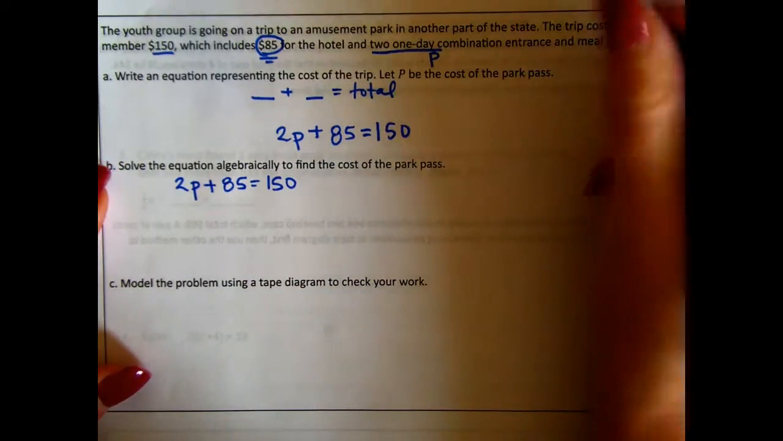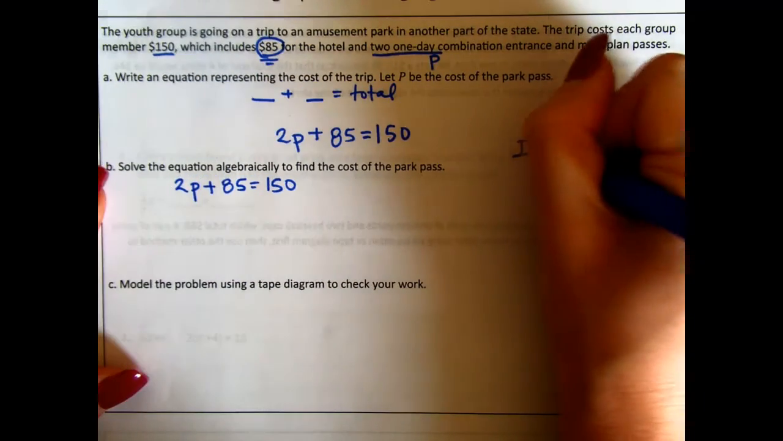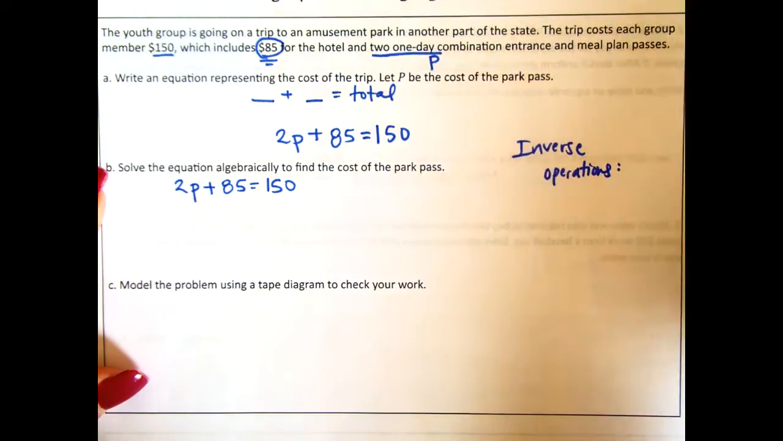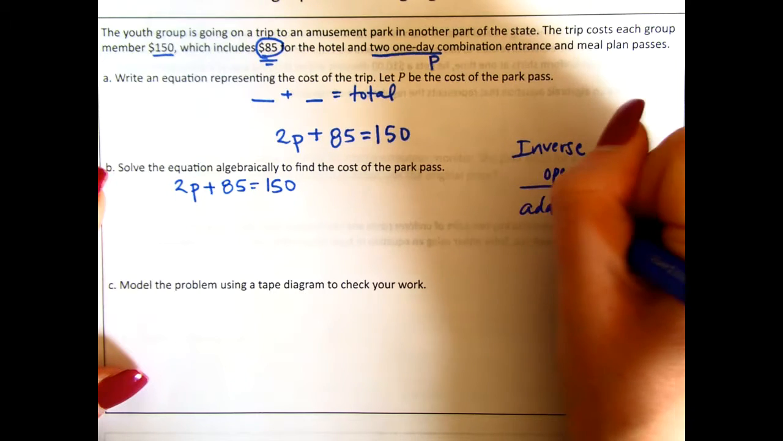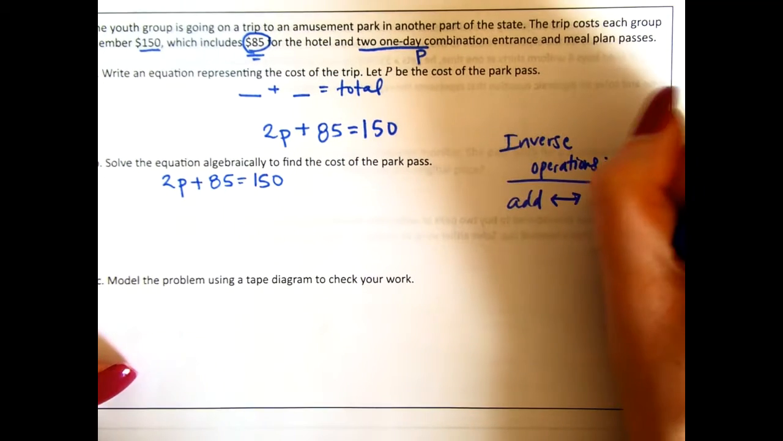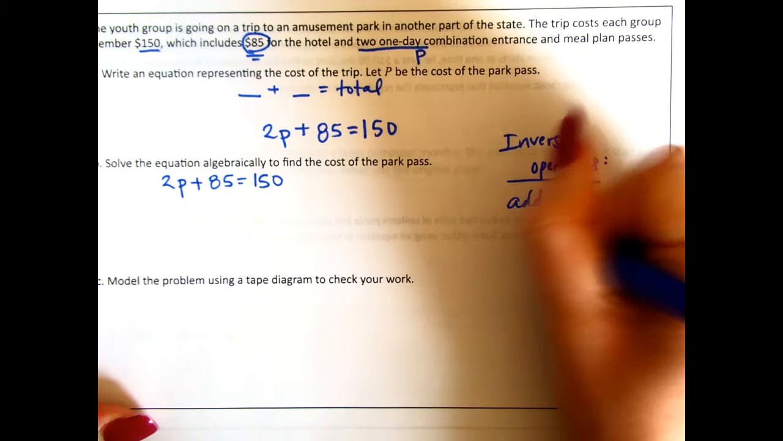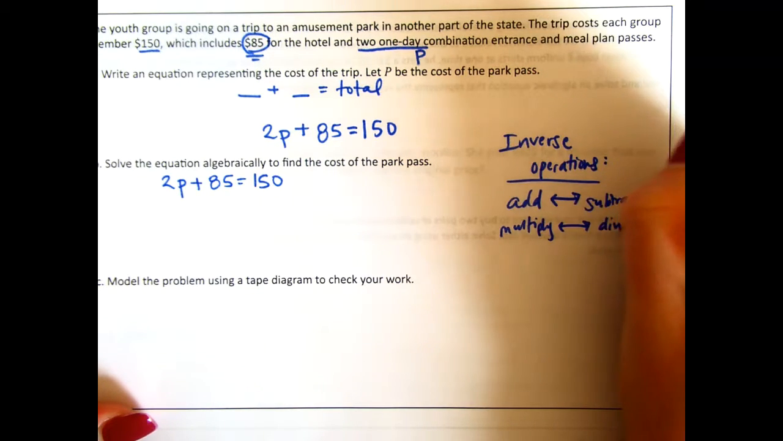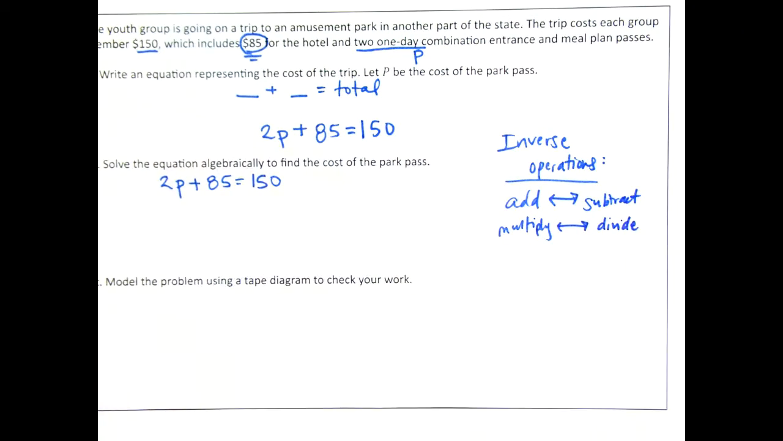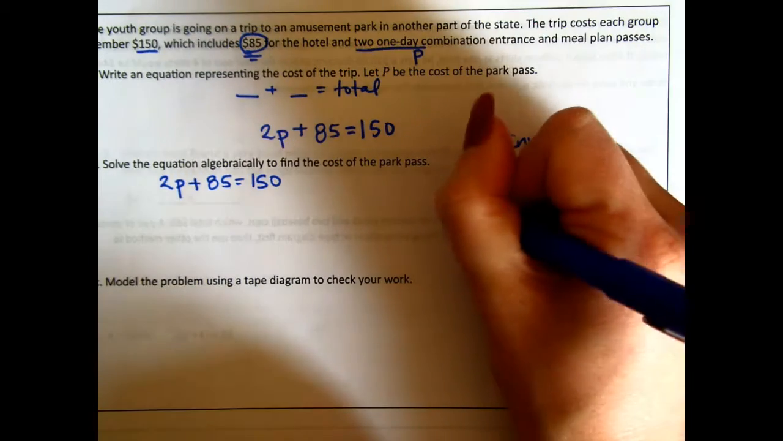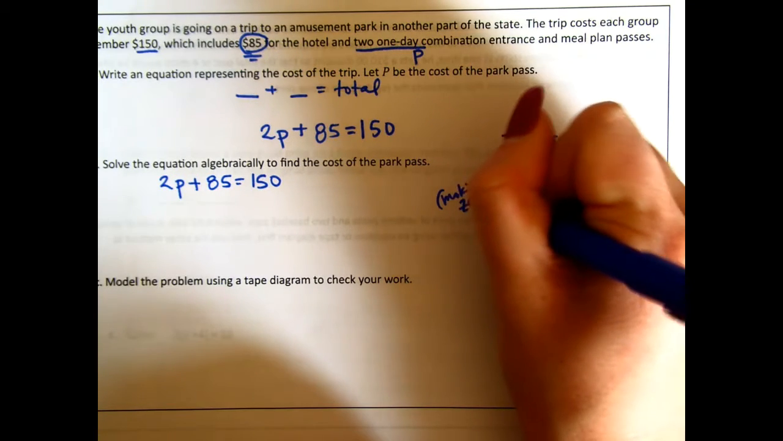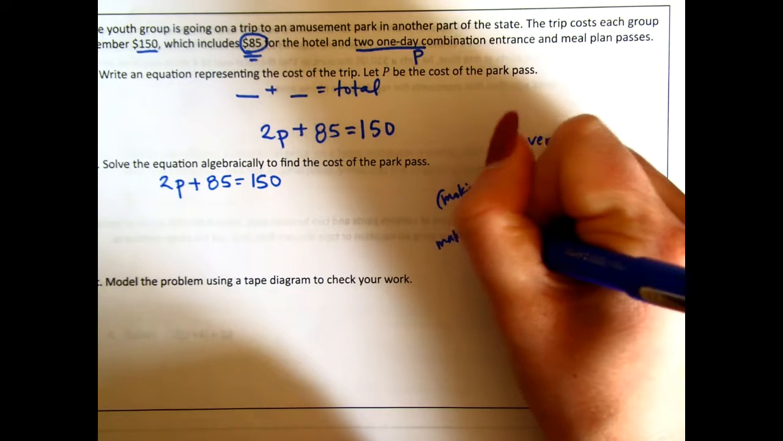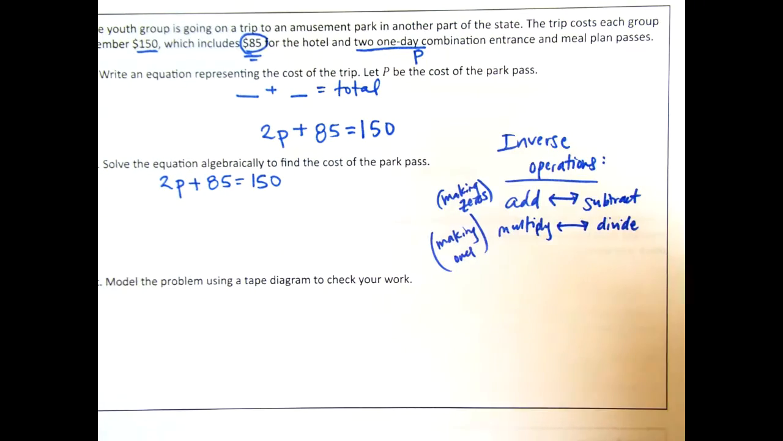Now, this word inverse operations that you saw in your objective means that when you're adding, the inverse operation is to subtract. When you are multiplying, your inverse operation is to divide. So when we are making zeros, we're adding and subtracting. And when we are making ones, we are multiplying and dividing.